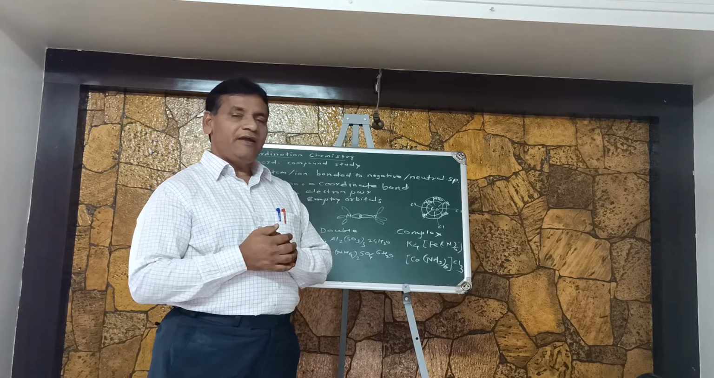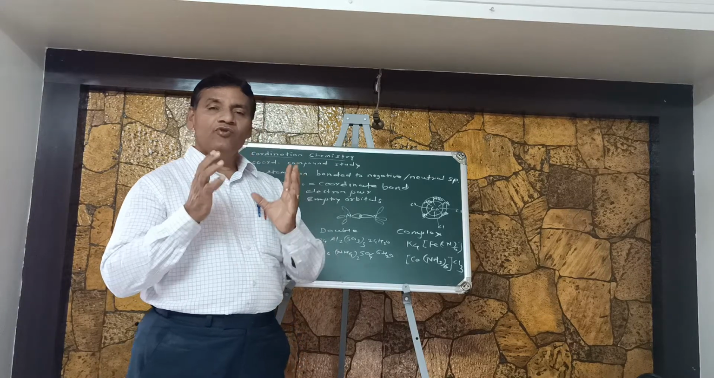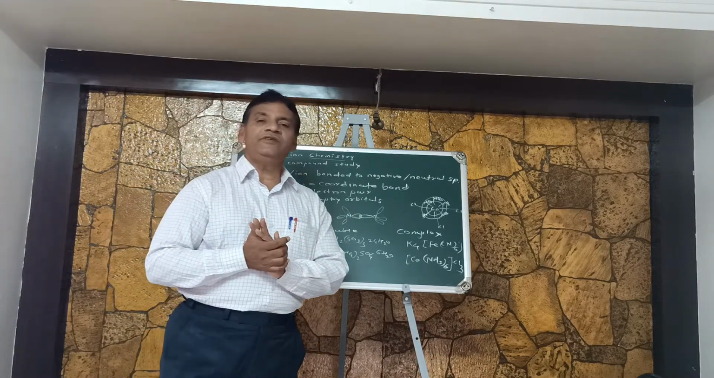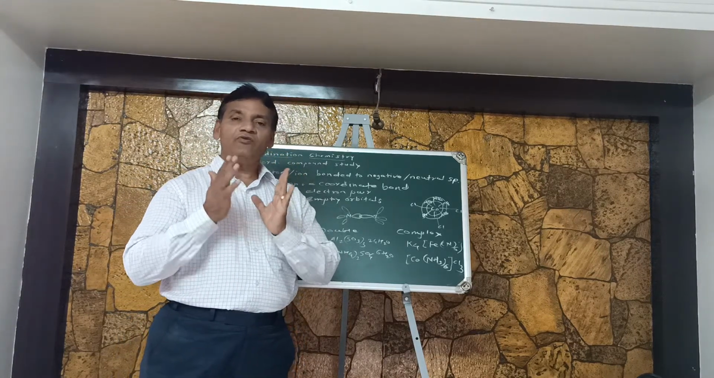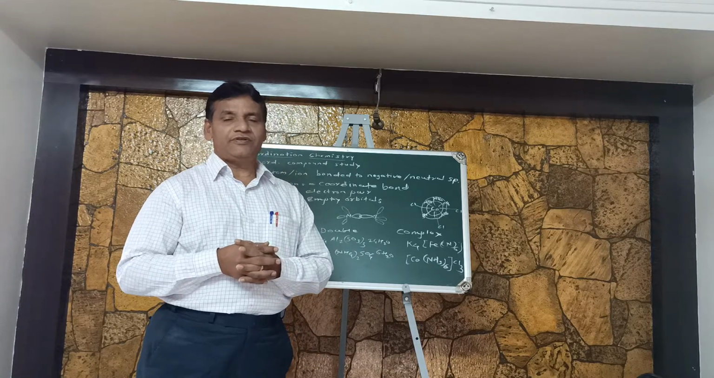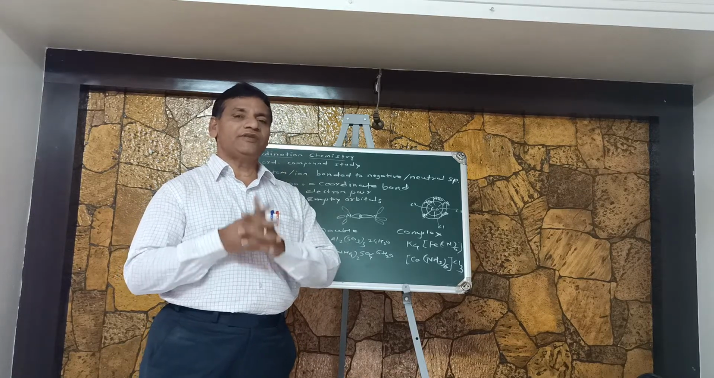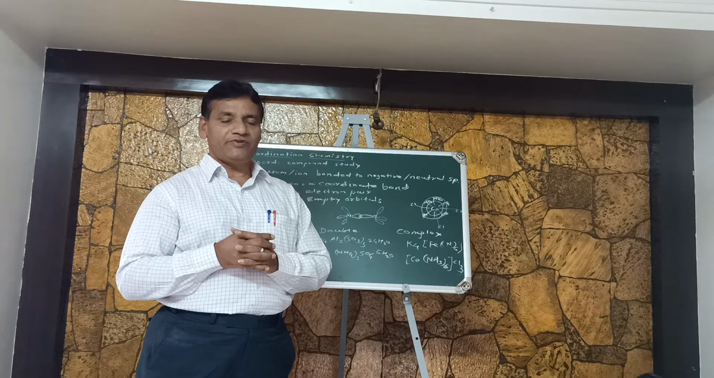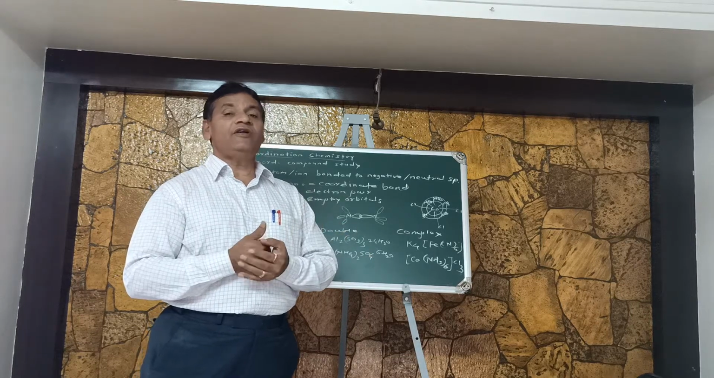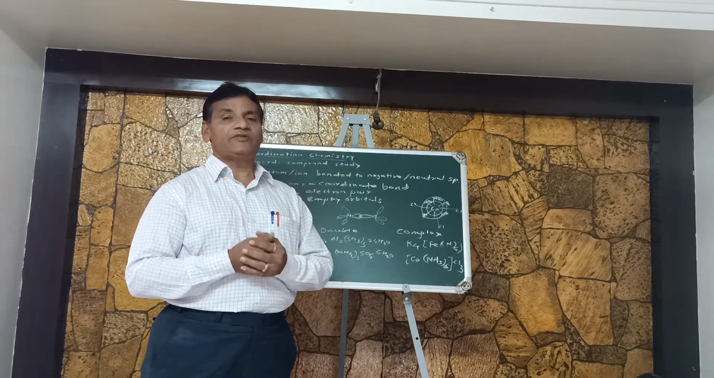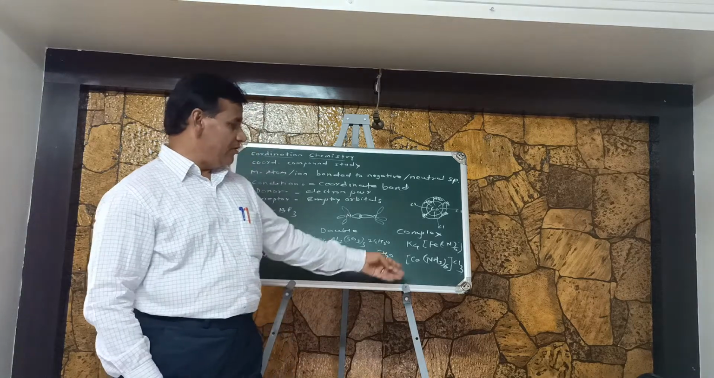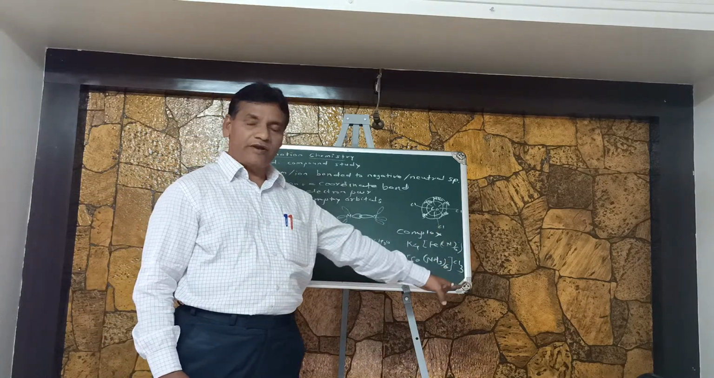So what is meant by coordination chemistry? Coordination chemistry is the study of coordination complex compounds. The study of coordination compounds is called coordination chemistry. So what is meant by coordination compounds or complex compounds? Example I have written here, hexaamminecobalt chloride.